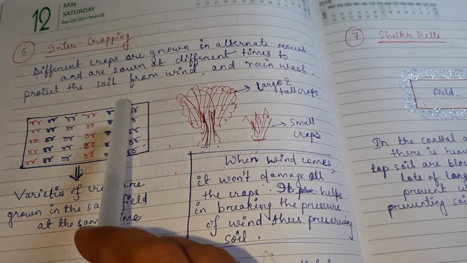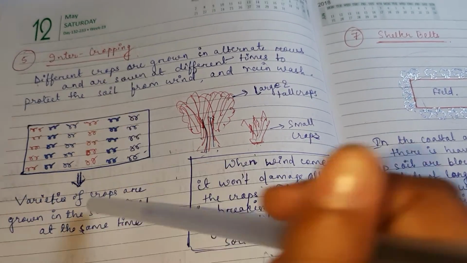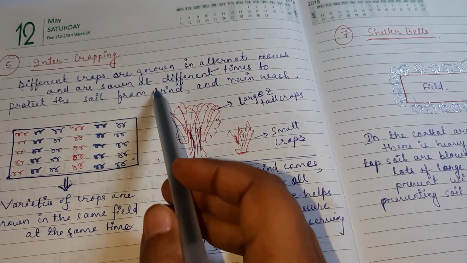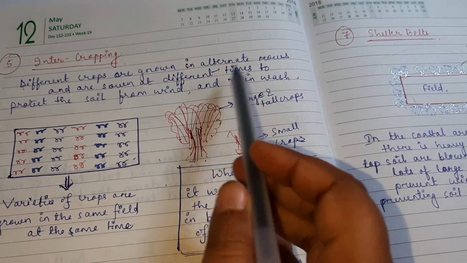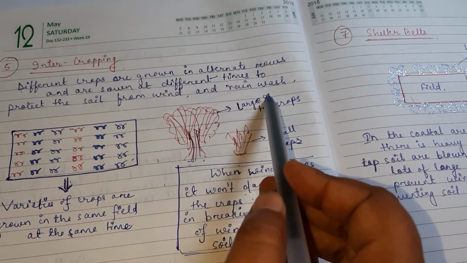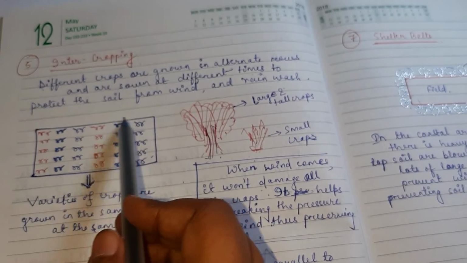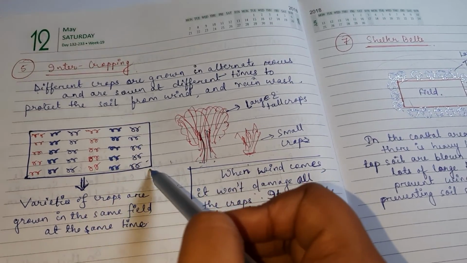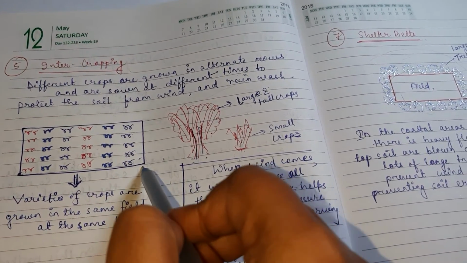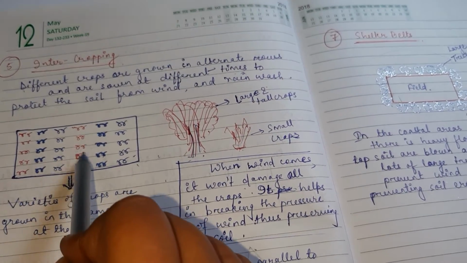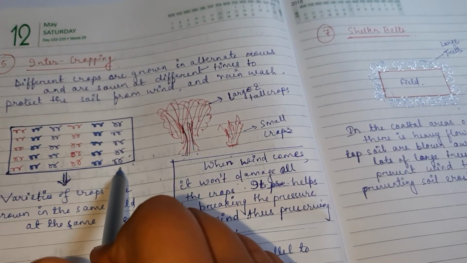The next method is intercropping. In intercropping, different crops are grown in alternate rows and are sown at different times to protect the soil from wind and rain wash. So here is your field. Here varieties of crops are grown in the same field at the same time. So here is your first crop, second crop, third crop, again first crop, second crop and third crop.